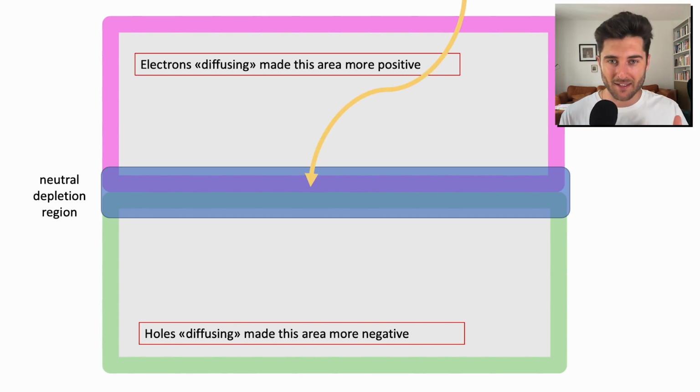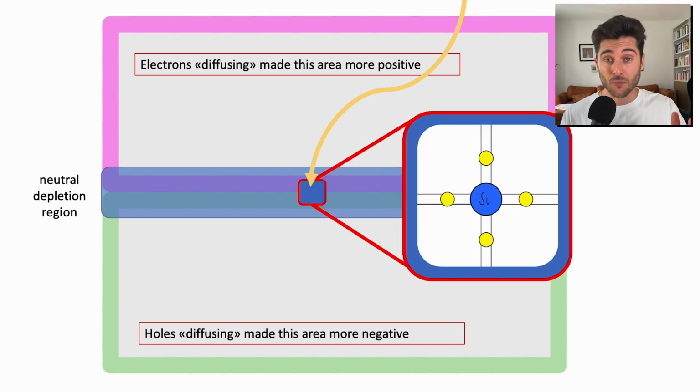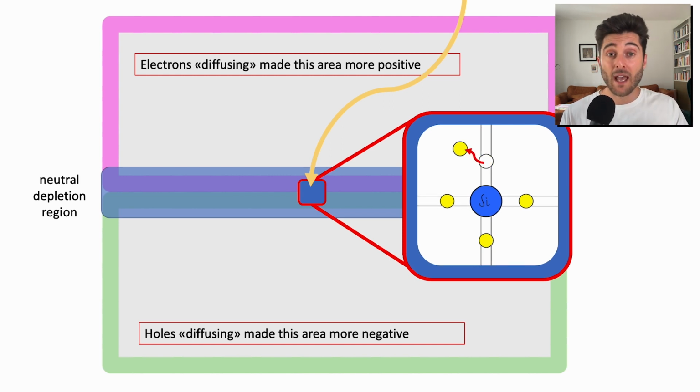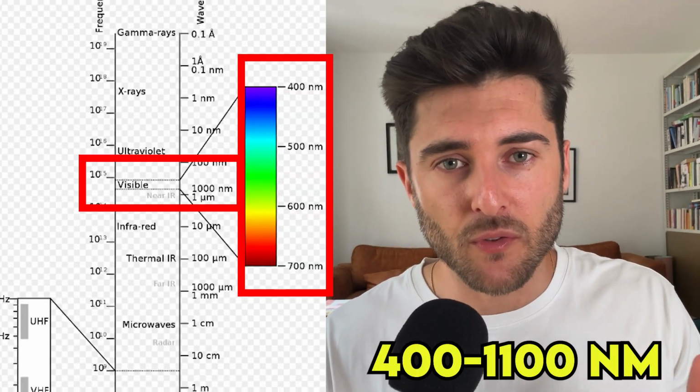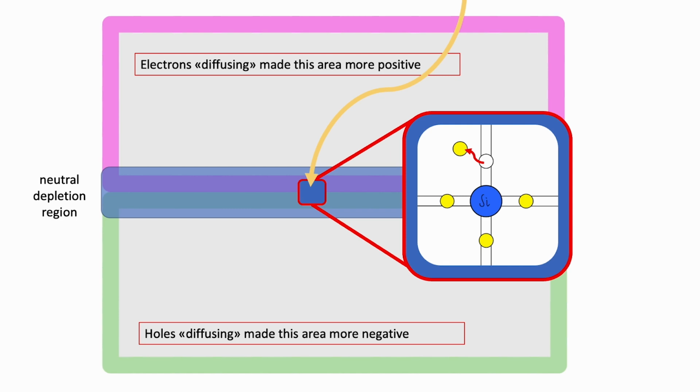And now that we understand all of this, finally, light comes in. When a light photon, which is like an energy packet, hits our solar cell with enough energy to reach the depletion region, an electron and a hole get separated. Light with wavelengths between 400 and 1100 nanometers have enough energy to do this. This electron and hole get separated.